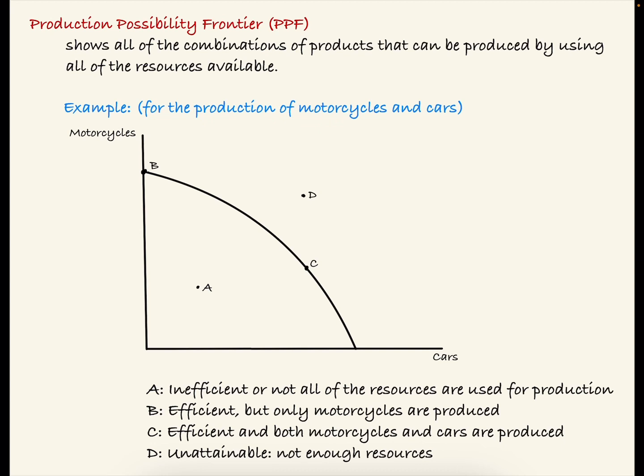Finally, let's take a look at point D. Point D is unattainable. We do not have enough resources to produce that combination of motorcycles and cars.